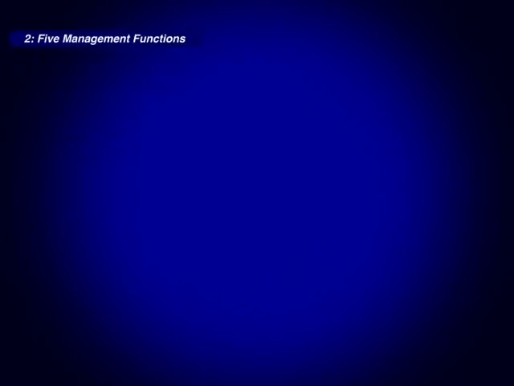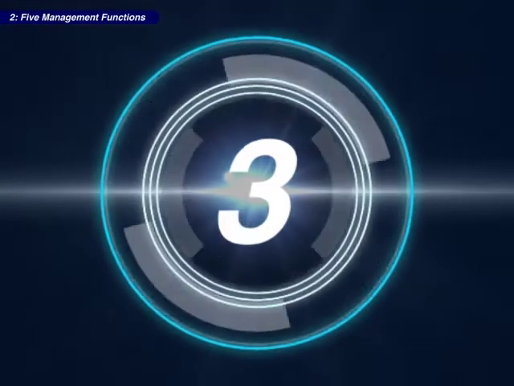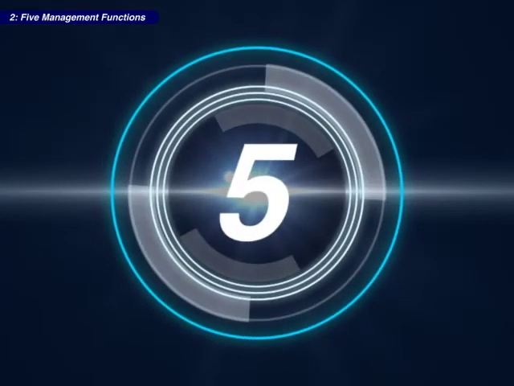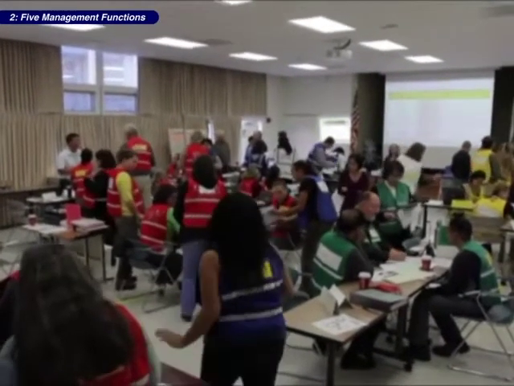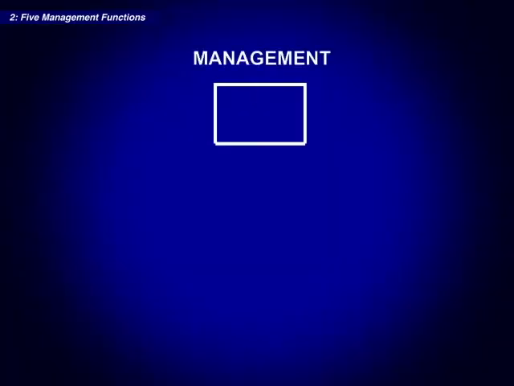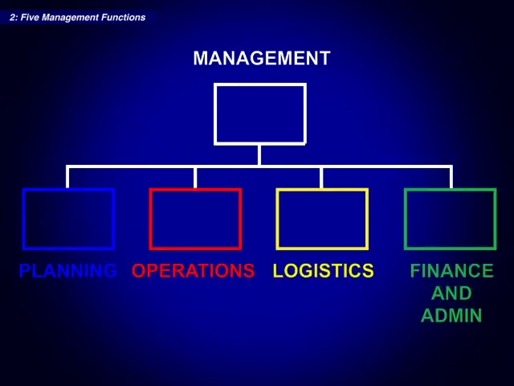Under ICS, an emergency response is broken down into 5 key management functions. These functions apply to incidents of all sizes and types, from planned events to emergencies that strike without warning. The key management functions are management, planning, operations, logistics, and finance and administration.